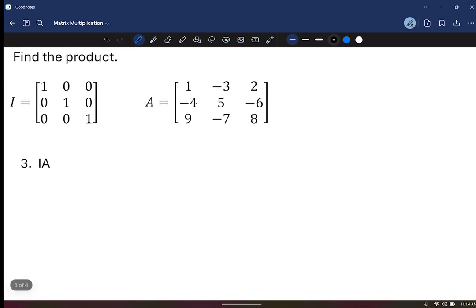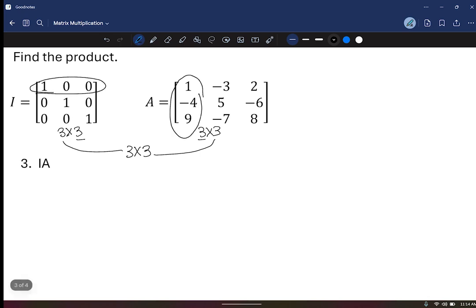All right, so we're going to find the product here. I have a 3 by 3 and a 3 by 3. So columns match rows, and we're going to end up with a 3 by 3. So I'm taking I times A. So we're going to start with first row, first column, and then do first row, second column, first row, third column, and then we'll do second row, first column, second row, second column, second row, third column. All right, so we have 1 times 1 plus 0 times -4 plus 0 times 9.